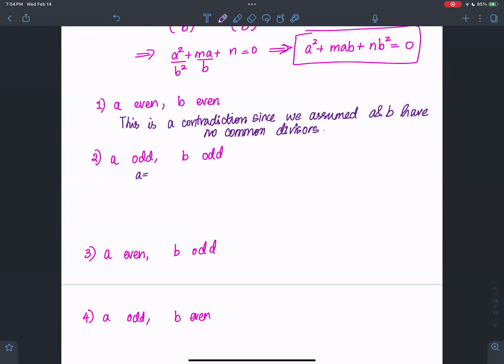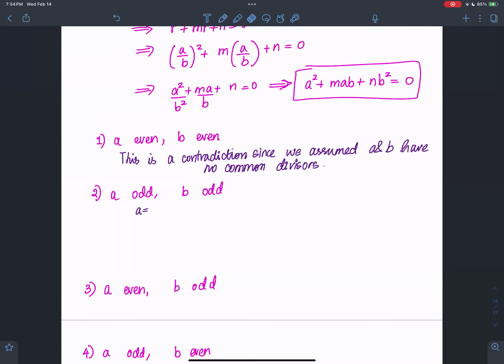So A is odd and B is odd. So for the equation, let A be 2 alpha plus 1 and B be 2 beta plus 1, for some alpha and beta in the integers.